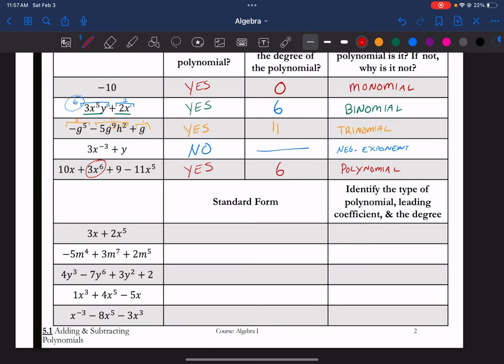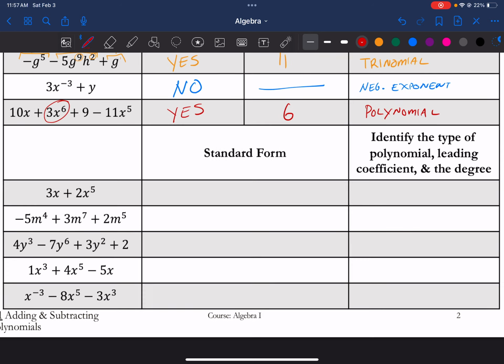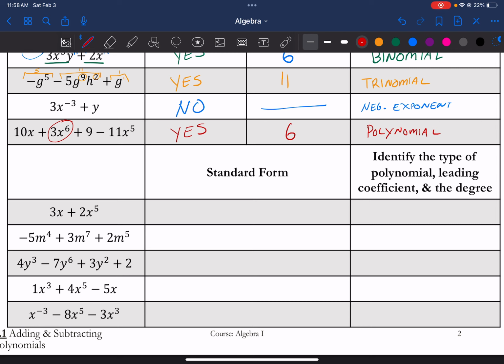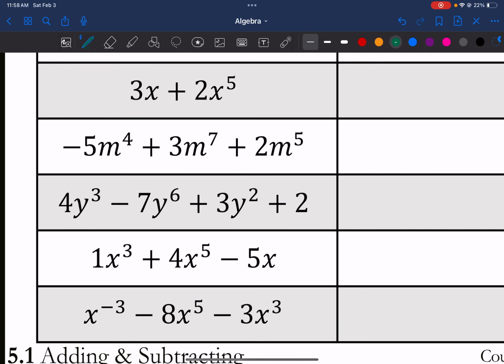Another part we're going to practice is putting them in standard form. Putting this in standard form means that it needs to be a polynomial. So I'm going to quickly go through these. This follows the rule of a polynomial. So does this one. See if the others do. Pause the video and see if the others do.